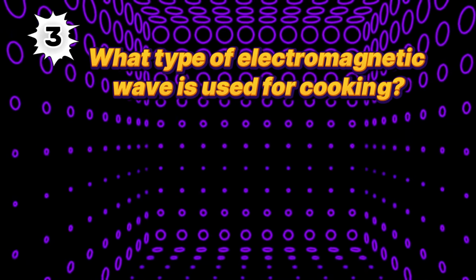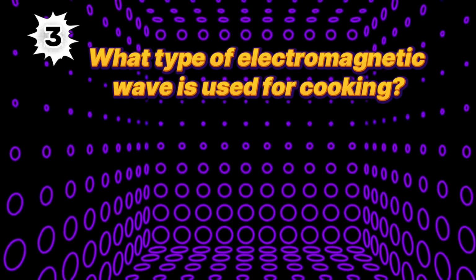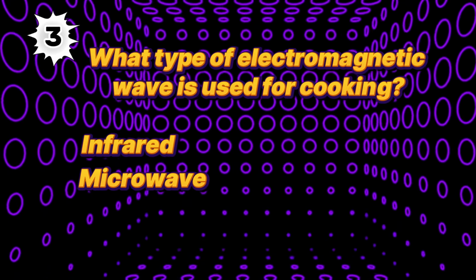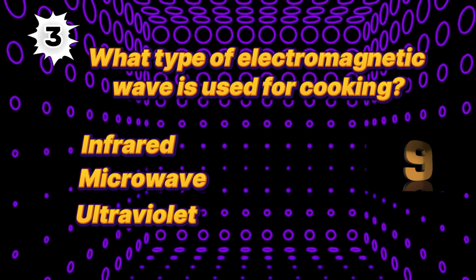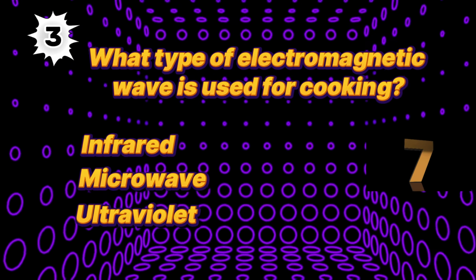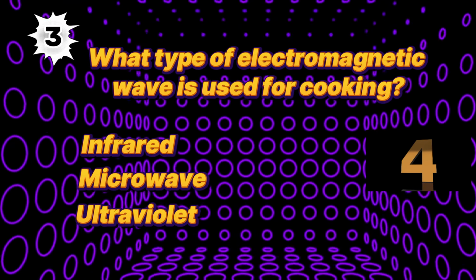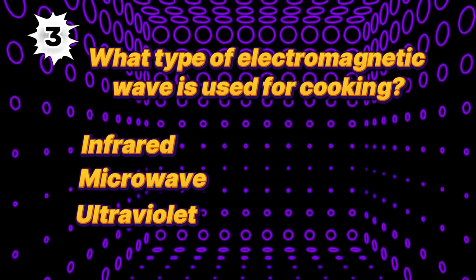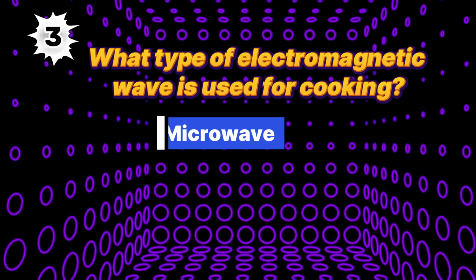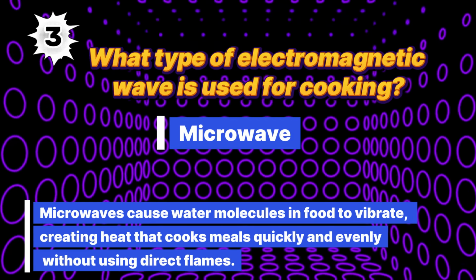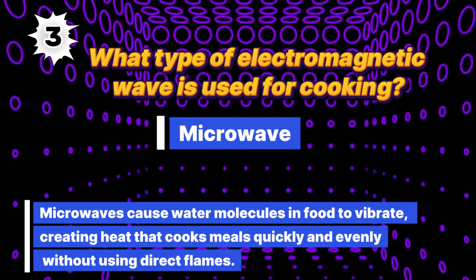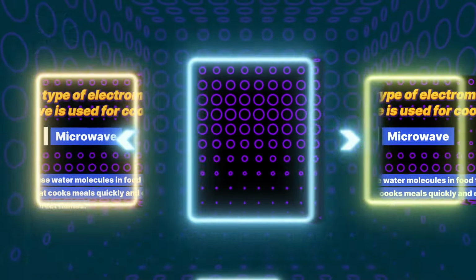One about electromagnetic waves. What type of electromagnetic wave is used for cooking? Your options are infrared, microwave, or ultraviolet. The right answer is definitely microwave. Microwaves cause water molecules in food to vibrate, creating heat that cooks meals quickly and evenly without using direct flames.